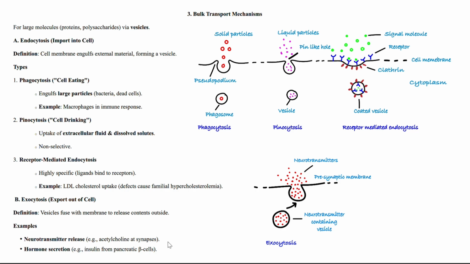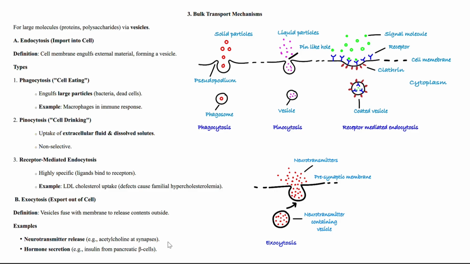So, phagocytosis or cell eating is used by the cell to engulf large particles such as bacteria or cellular debris. The material is surrounded by a membrane enclosed vesicle called a phagosome and then usually fused with the lysosome for digestion. This process is especially important in our immune system. For example, macrophages use phagocytosis to devour pathogens and keep us healthy.